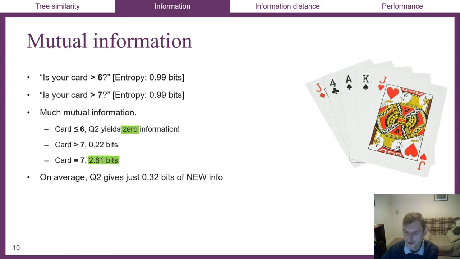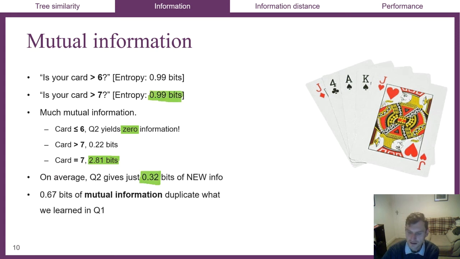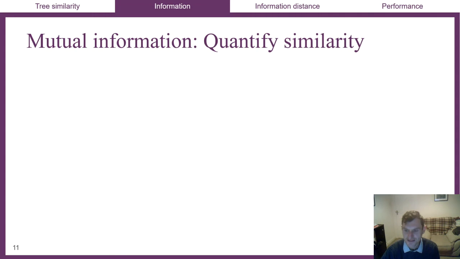Well, hang on, I thought it had an entropy of just about 1 bit. Well, it does, but 0.6 of these bits are just duplicating the information I already had after I'd asked that first question. So this is the mutual information here, 0.67 bits, and that's the information that these two questions have in common. And you could think of that as measuring the similarity between those two questions.